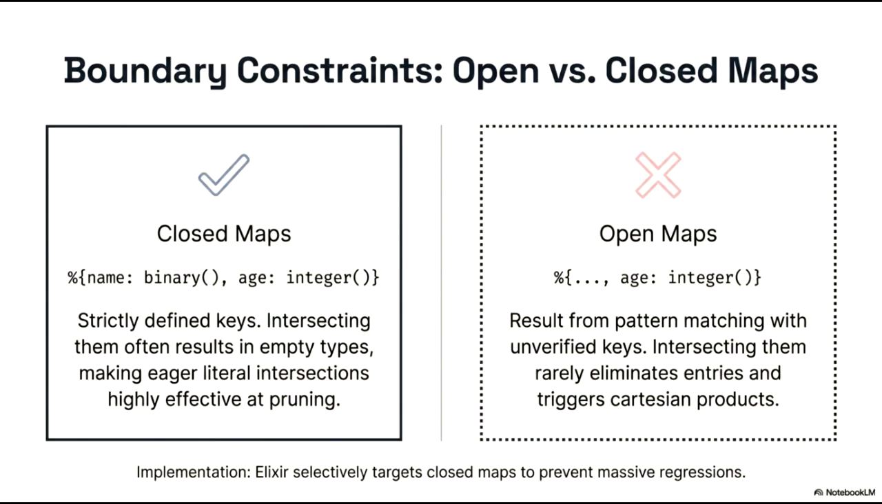On the right, we have open maps, which typically arise from pattern matching against maps with unverified keys. Since the full set of keys is unknown, intersecting these types rarely allows for the elimination of entries. Instead, it can trigger expensive Cartesian products, significantly slowing down analysis. Consequently, the Elixir implementation selectively targets closed maps for these optimizations to prevent massive performance regressions.